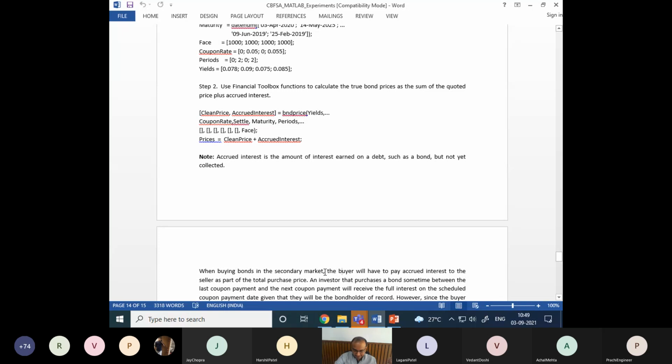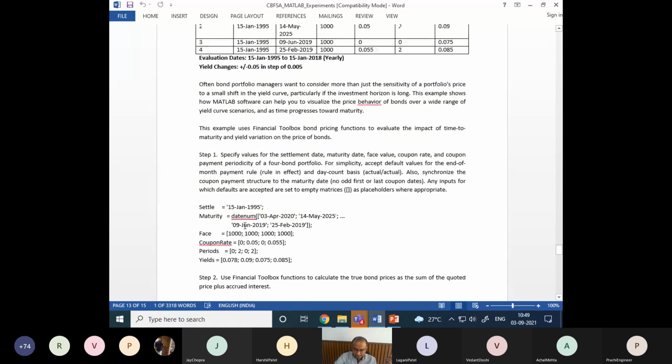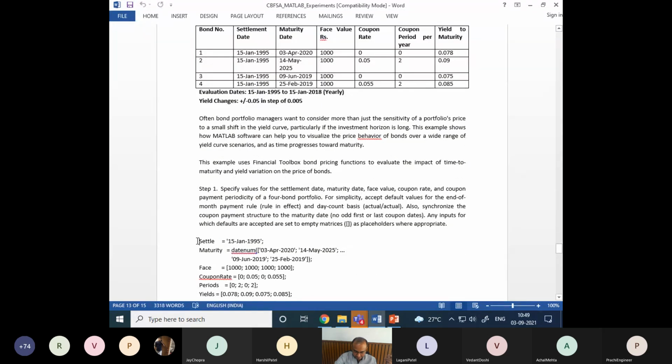So I assume this is clear. I have to find the clean price and accrued interest, and from that I calculate the dirty price, which is the actual price. So I use this in my analytics. Based on the given data, let me frame some data structures. You might have this in a table form, or it might be an Excel file. If it is an Excel file, you have to read it and from the table find the data in some variables. Otherwise, you can directly create some vectors in MATLAB.